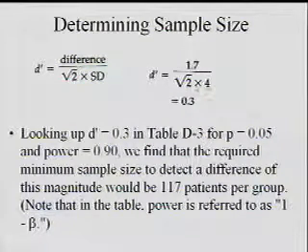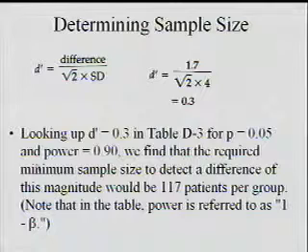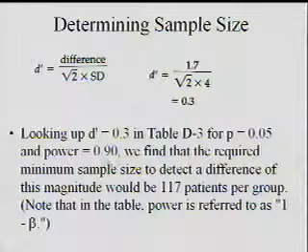Divided by the square root of 2 times the 4, the standard deviation, we come up with a D prime of 0.3. We looked this up on the table for P equal to 0.05 and the power of 0.9. We find the required minimum sample size to detect a difference of this magnitude with this degree of variance, standard deviation, would be 117 patients per group.